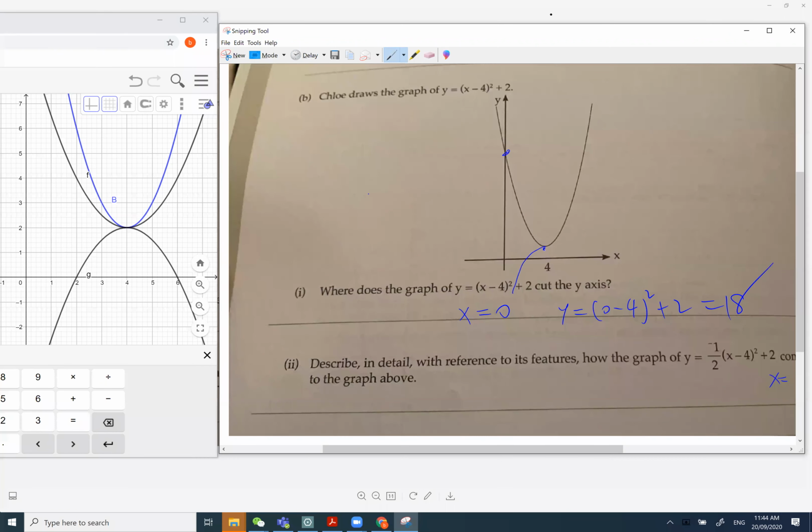First one, vertex same. Second one, the new one is inverted. Like a formal word, concave down or open downwards. And it's wider compared with the original one. It's wider, not thinner. Okay? It's wider, upside down. So that's this question.